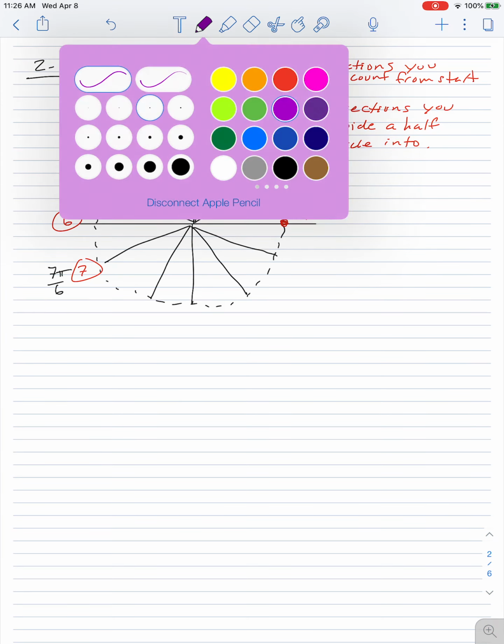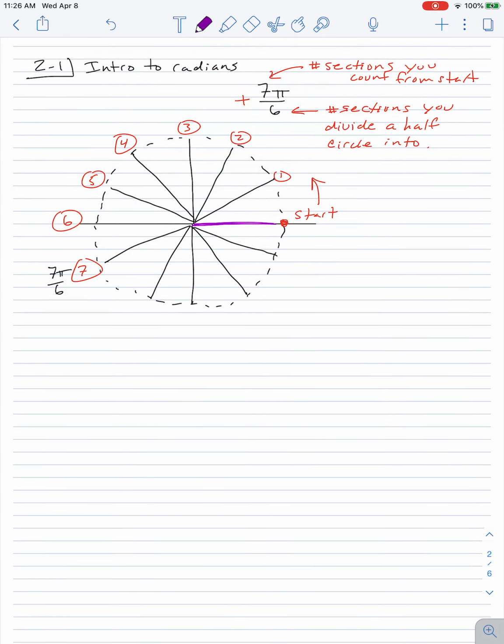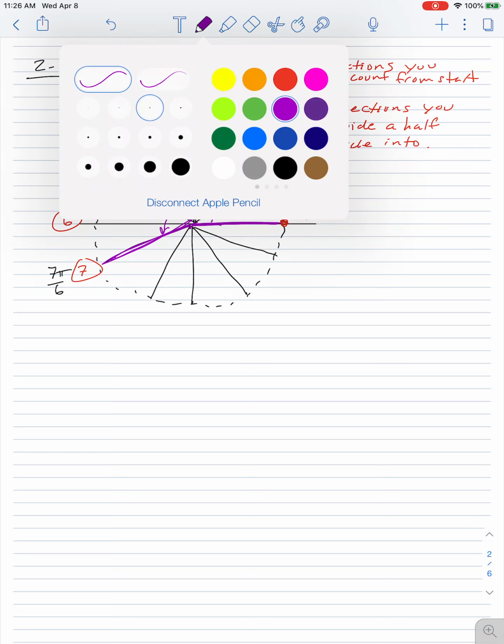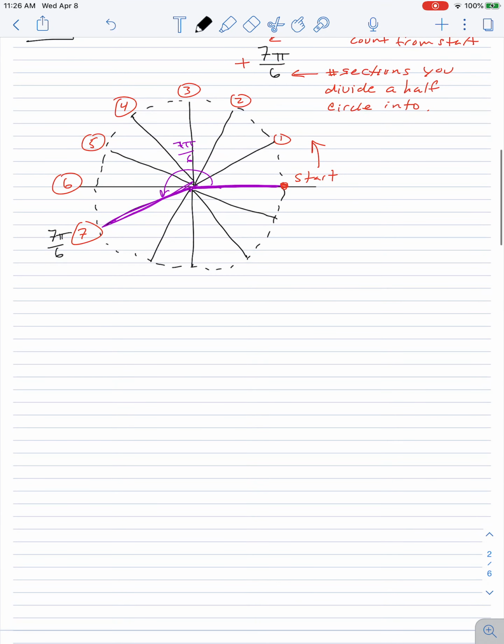And if we want to look at the angle itself, the start is here at 0, here's my terminal side, and it's this distance all the way around that is 7 pi over 6. That's how they work. Negatives go around the other direction, positives go counterclockwise. So let's take a look at another one. Let's look at 3 pi over 5.